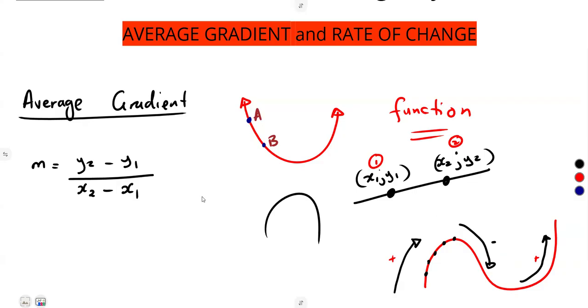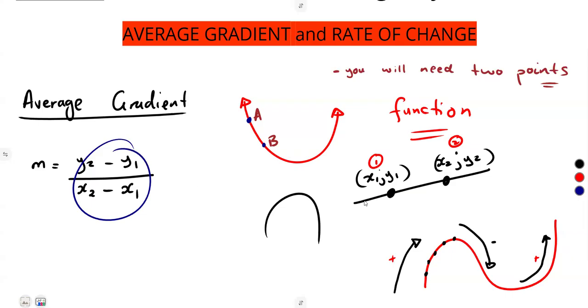So for the average gradient, you must have two points. In order for you to determine the average gradient, you are going to need two points. So this issue of the grammar, guys, just pardon my grammar. Use the one that you understand in a better way. You know, mathematics and English, they are so parallel. So you will need two points in order for you to determine the average gradient. Then apply the formula.